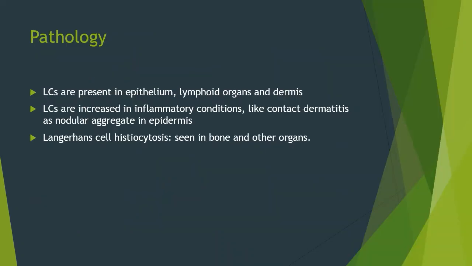These Langerhans cells are present in the epithelium, lymphoid organs, and dermis. They are increased in inflammatory conditions like contact dermatitis as nodular aggregates in the epidermis. And Langerhans cell histiocytosis can be seen in bone and other organs.